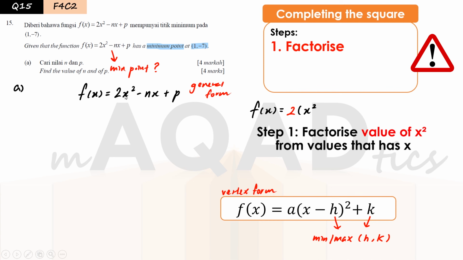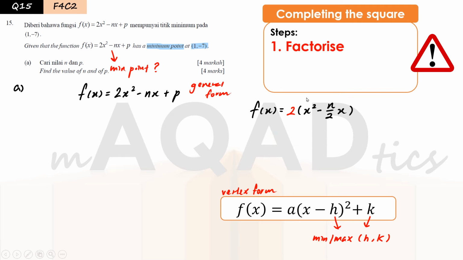Right? So for the 2x squared here, I'm going to take the 2 out, so it will be left with x squared only. And for the other one, since I want to take out a 2 from here, it means I need to divide this value by 2. So it's negative n over 2 x. Right? Because I take out a 2 from here, which means I need to divide this value by 2. Okay? And for the value that does not have x, we would remain it as it is, right? Which is the p here. Okay, so this is for the first step.